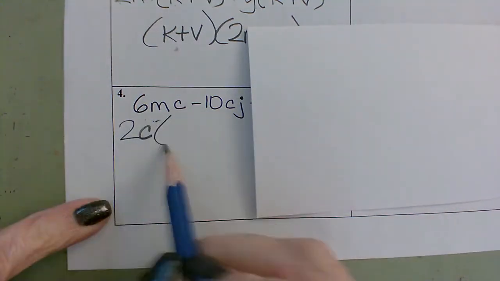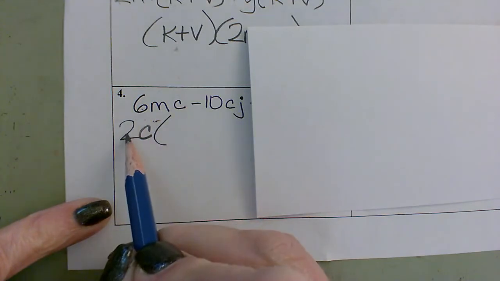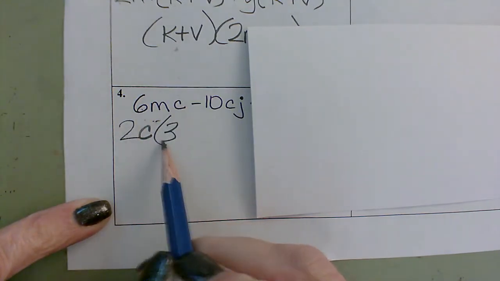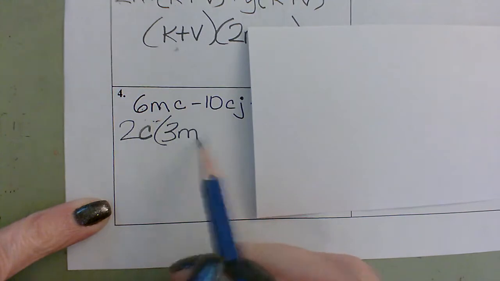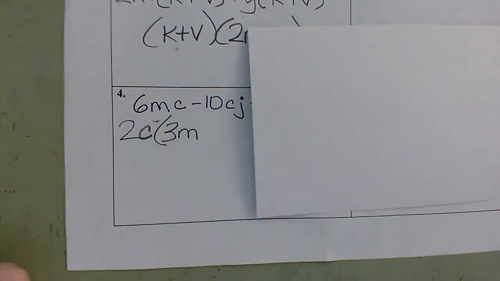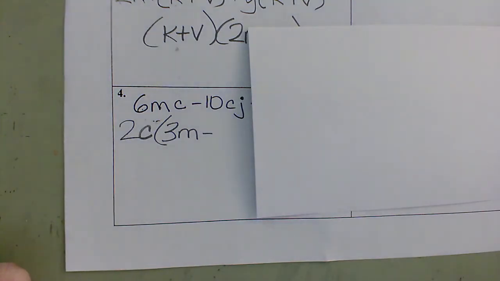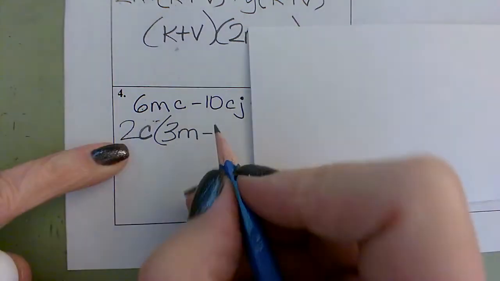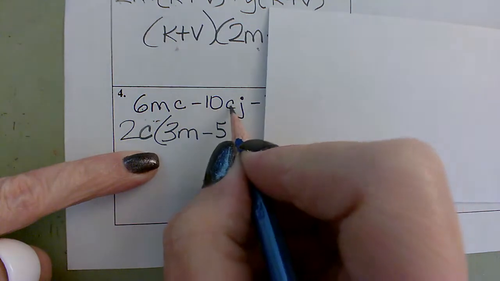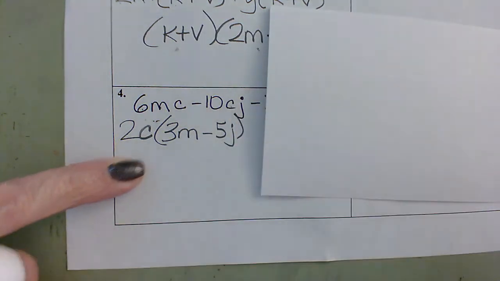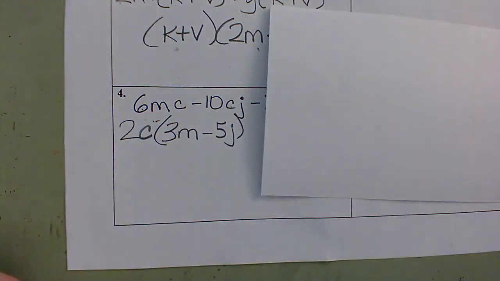So now I've removed, I had a 6, I removed a 2. I divided out a 2. That leaves me with 3 and that M. I didn't mess around with the signs, and you won't on your first one, generally, unless it's negative. 10, I divide by 2, I get a 5. I took out the C, so I have a J left. So that is what's in my bracket. That is my goal. In the next one, I want to be left with a 3M minus 5J.